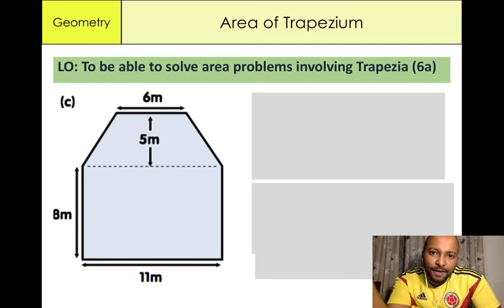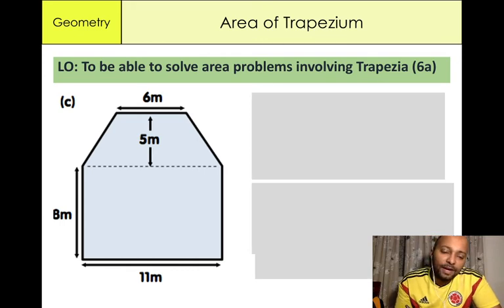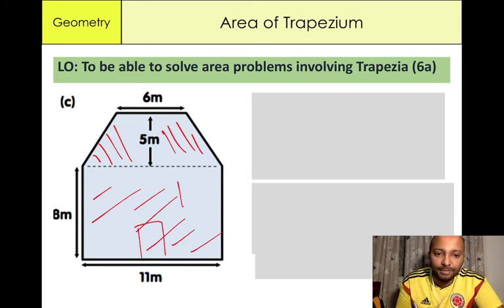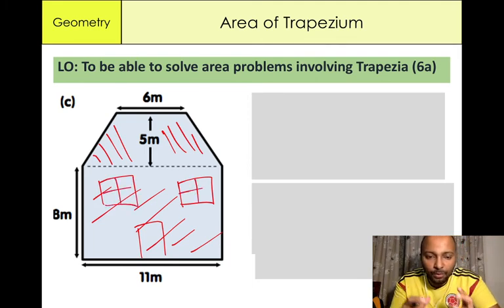Now this is a bit of a functional question to be able to solve the area problems involving trapeziums. Okay, so imagine this is a house. And we need to find the front of a house. This bit over here is the roof. And this is the main body of the house. So this is my front door and this is the windows. Right. And you are required to work out the area of this entire front house.